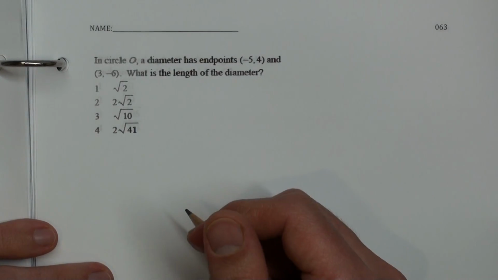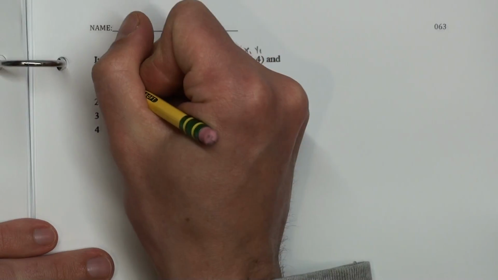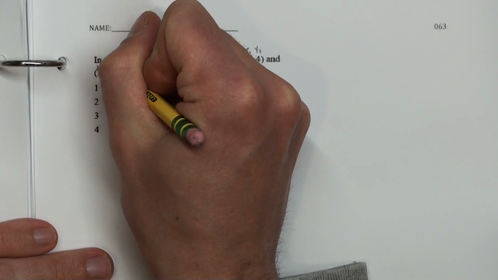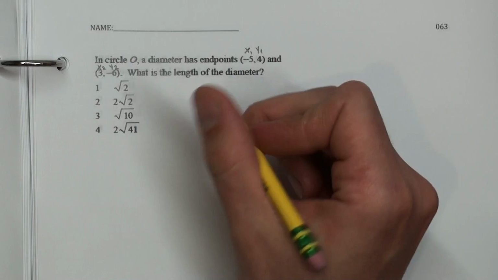Number 63. x1, y1, x2, y2. It's a circle with a diameter that has the endpoints. What's the length of the diameter? So it's the distance formula.